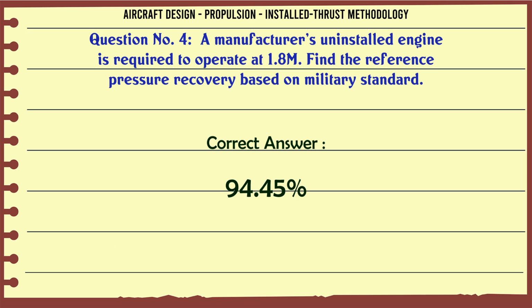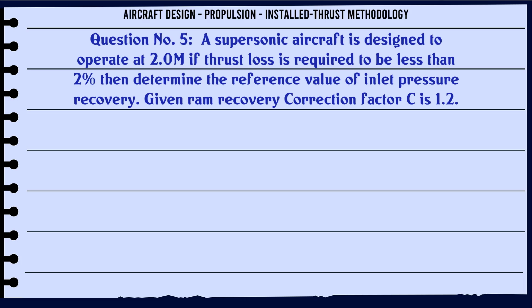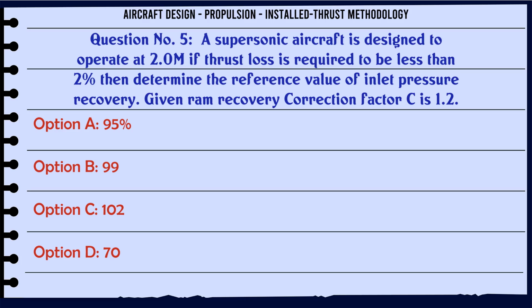94.45. A supersonic aircraft is designed to operate at 2.0 M. If thrust loss is required to be less than 2, then determine the reference value of inlet pressure recovery. Given ram recovery correction factor C is 1.2.